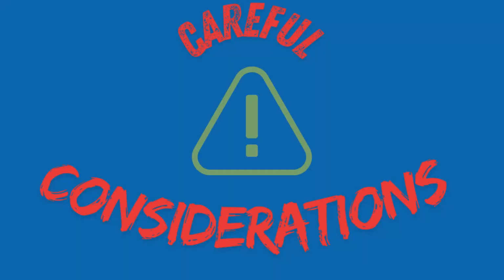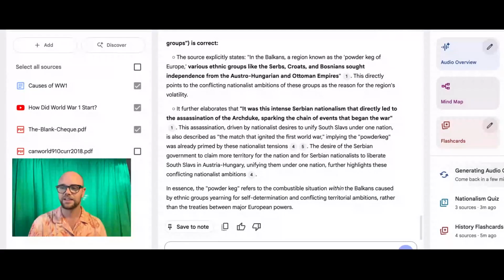But this isn't without careful considerations. Or pro tips. Let's say it together. Keep the human in the loop. Our job is to teach students how to be critical thinkers, encourage them to ask strong questions, and to always use the citations to double-check the AI's answers.